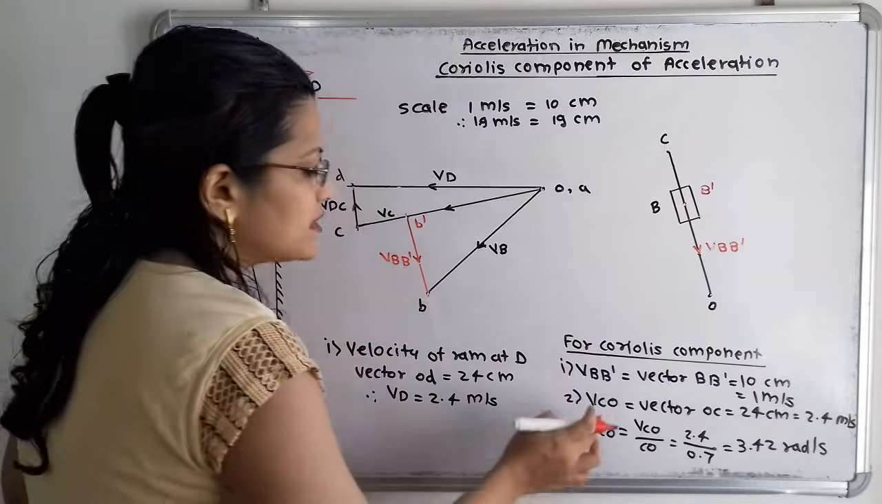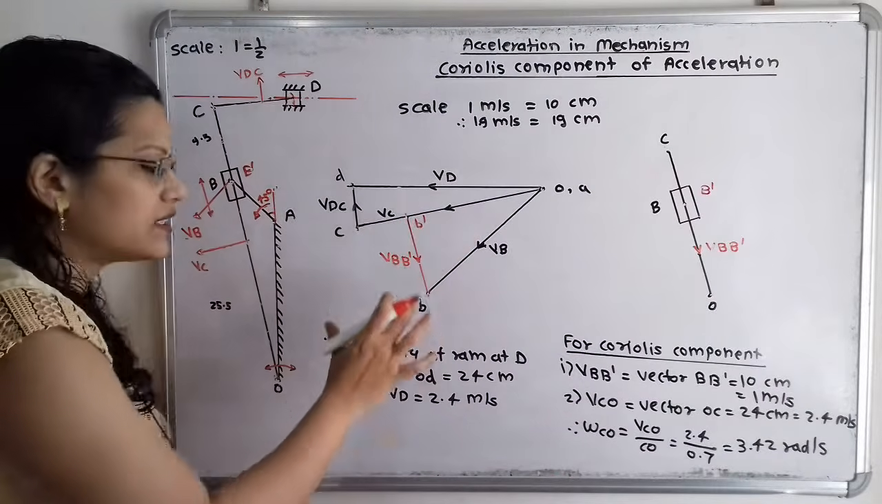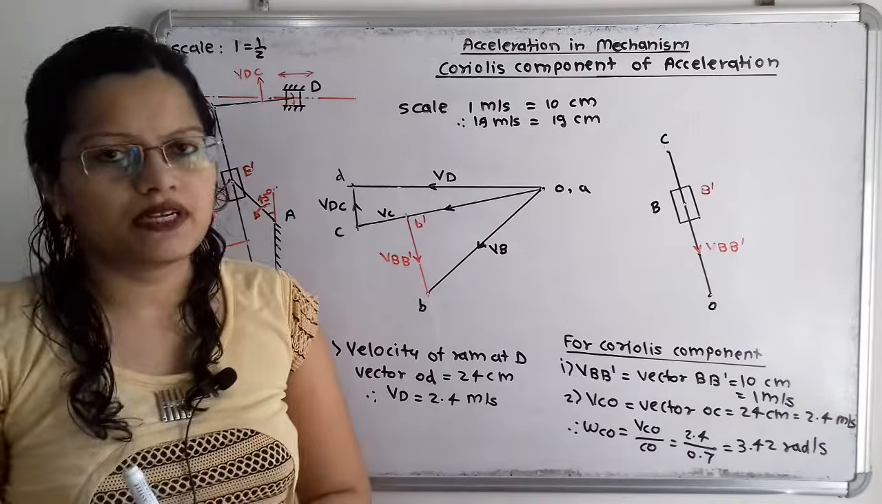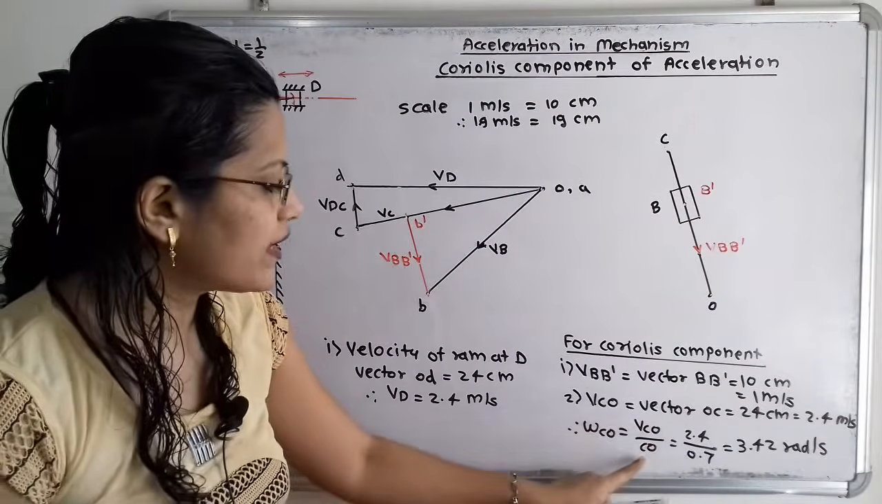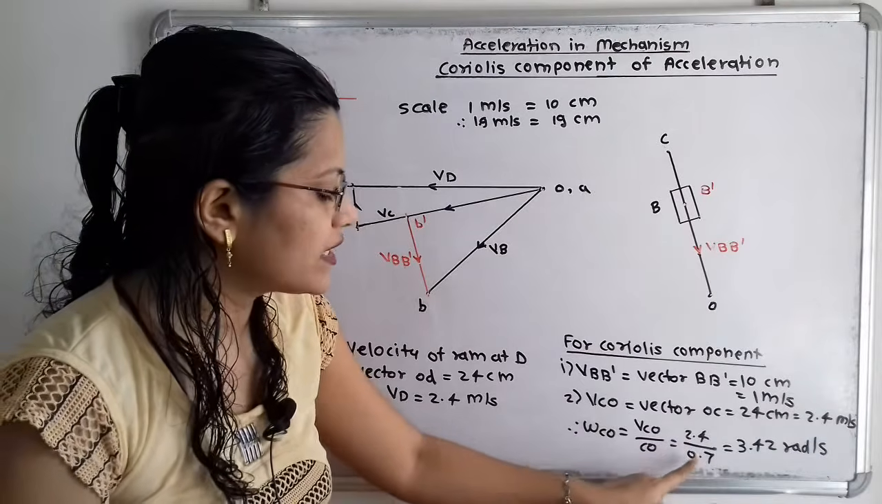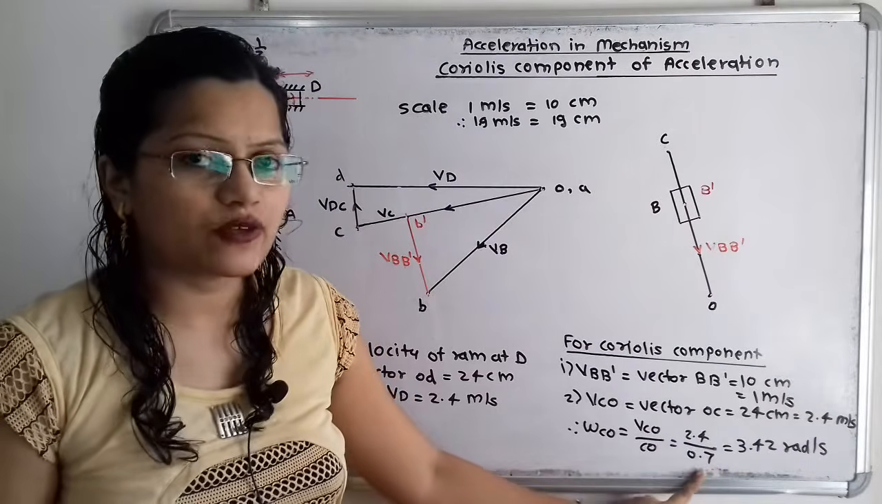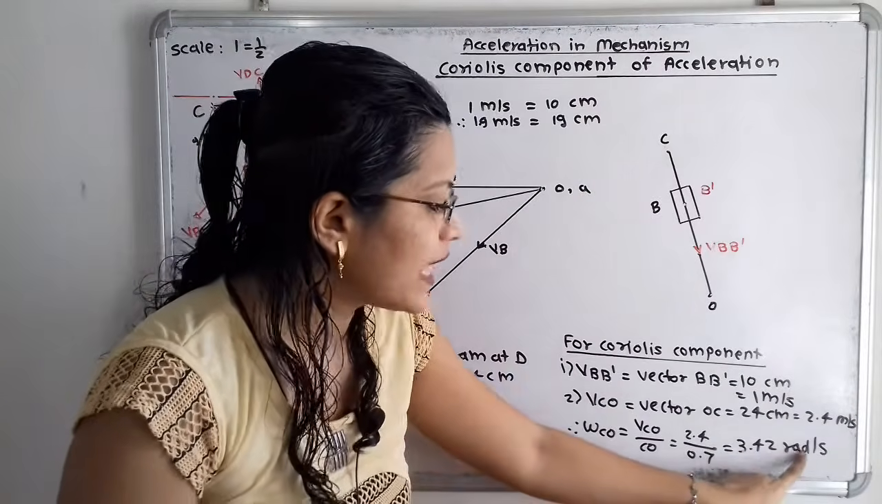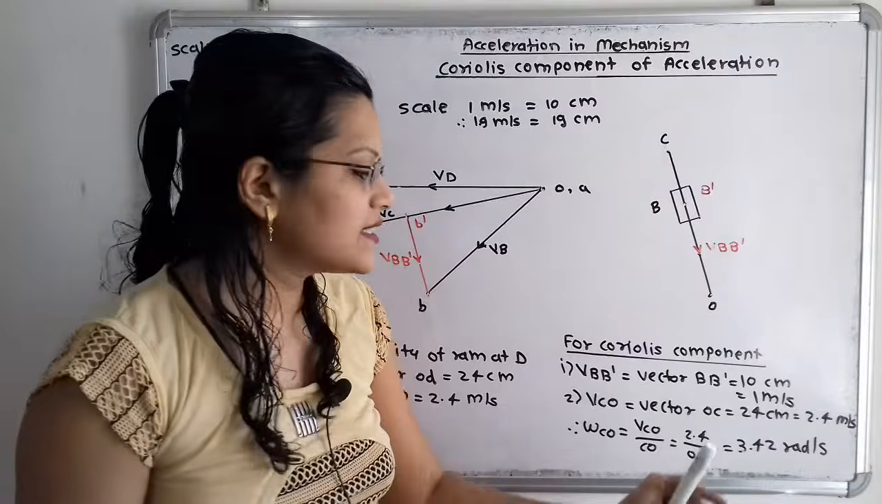So omega CO is this linear velocity divided by the length of the link. The length of the link must be in meters. So VCO divided by CO is 2.4 divided by 0.7, because we have to take this length in meters, which is equal to 3.42 rad per second. So this is the magnitude.